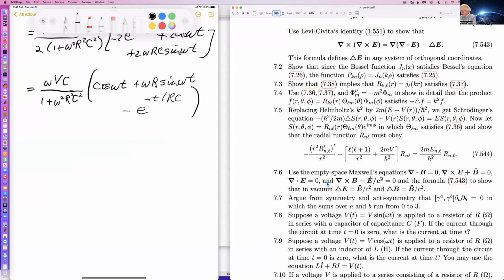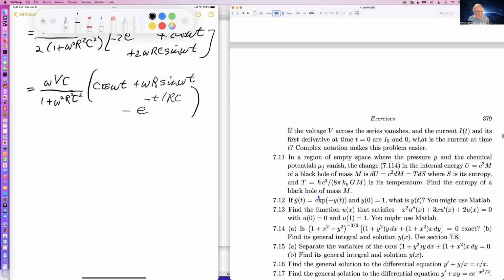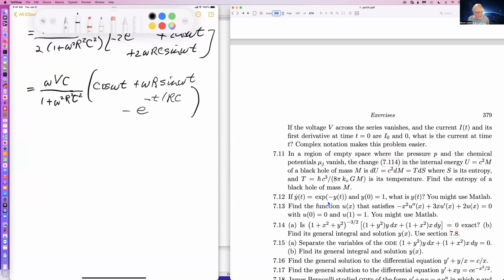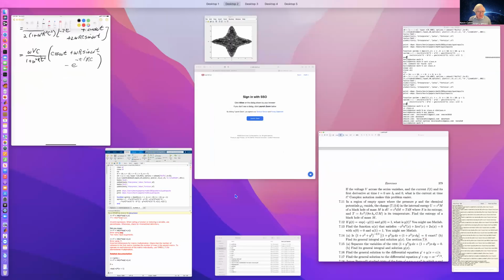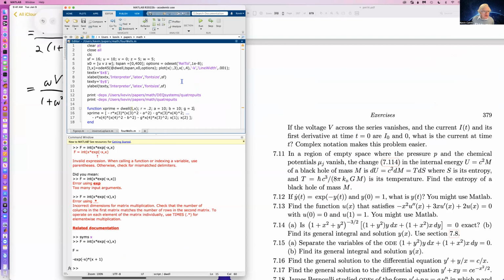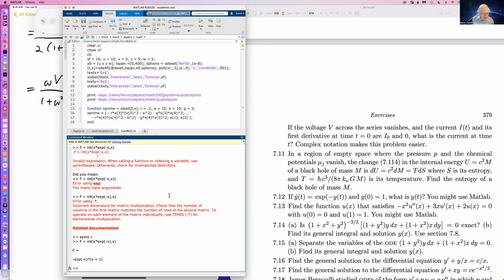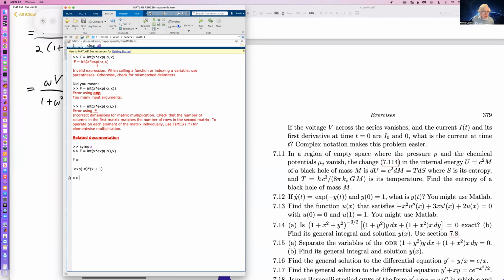So let me put this aside. I thought I would also do 7, 12. And I think I did that in Matlab. I was doing so many different things here today. What do I have to do? I scroll up and then scroll down? All right, well, I'm missing that.